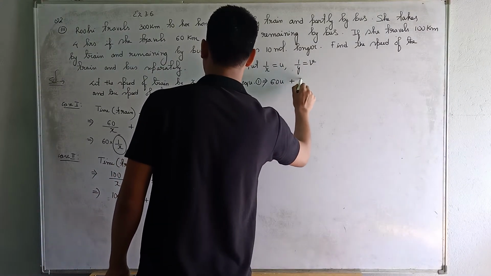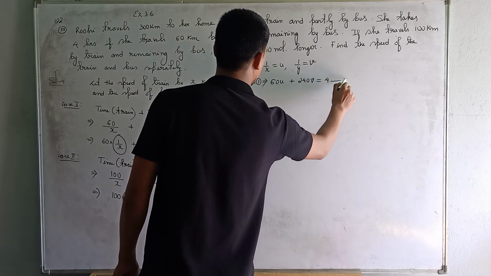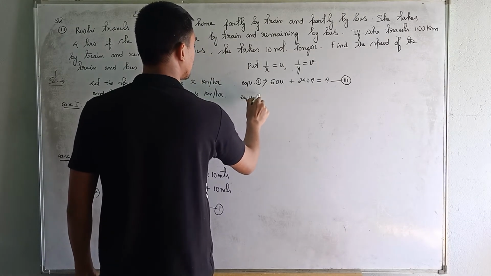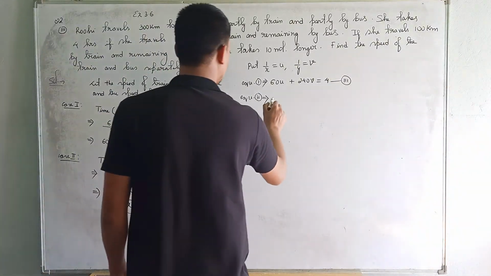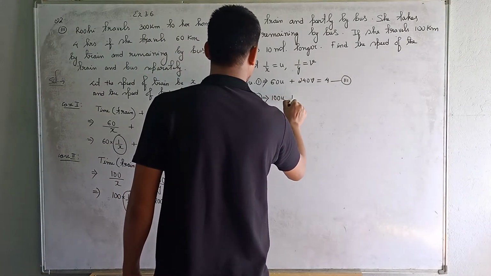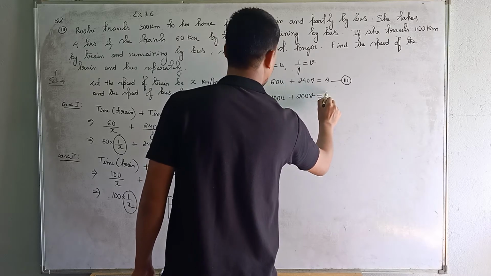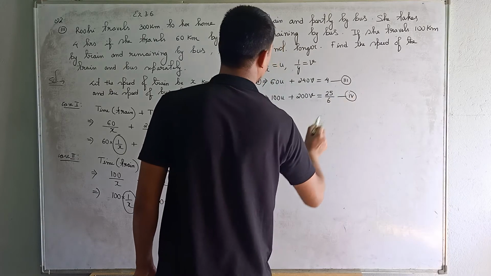60u plus 240v is equal to 4, right? A new equation. And your equation 2 also becomes 100u plus 200v is equal to 25 upon 6. This is equation number 4.